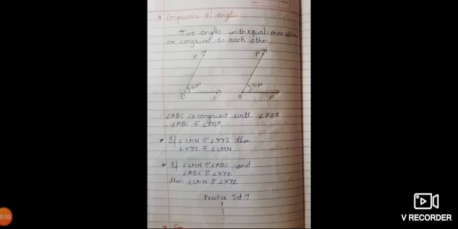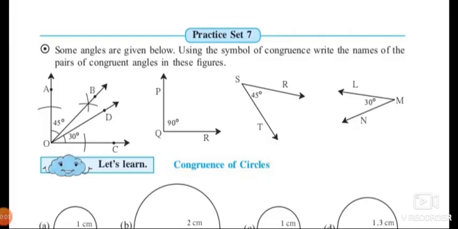Okay. Now you are going to write down these notes of congruence of angles, and later on we are going to start with practice set 7. Now let us begin with practice set 7. Some angles are given below. Using the symbol of congruence, write the names of the pairs of congruent angles in these figures.